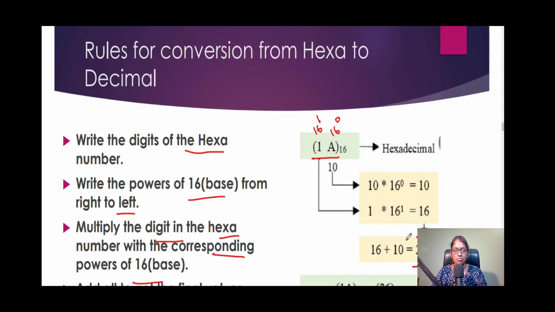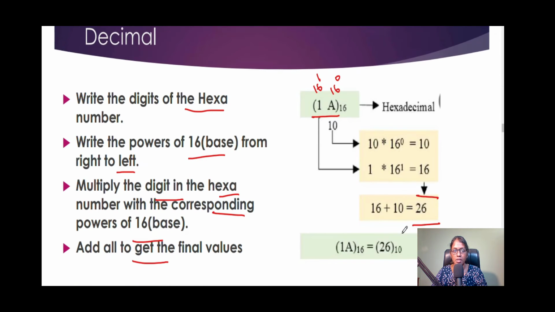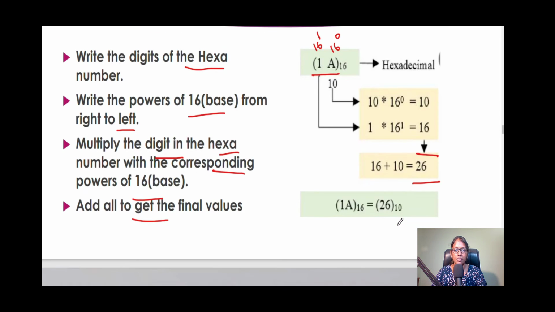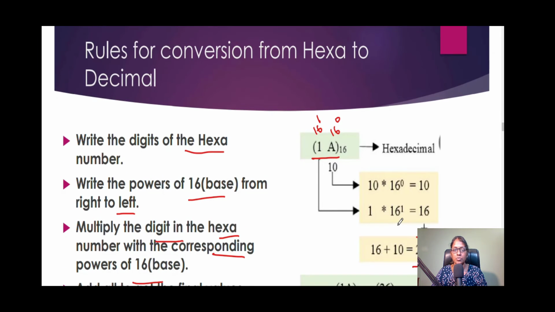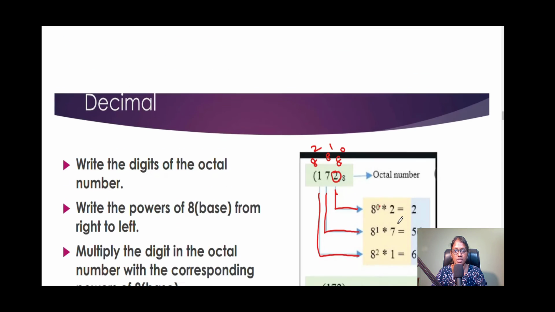Write the digits of the hexa number, write the powers of 16 from right to left, multiply the digit in the hexa number with the corresponding powers of 16, and add all to get the final values. So these are the rules for converting from a hexa number into a decimal value. Once again, I will go over them at a glance.